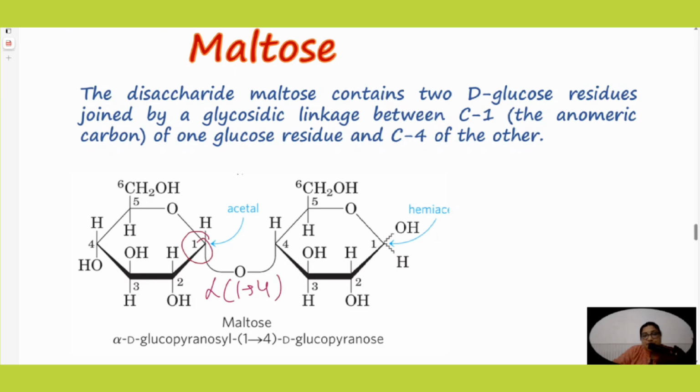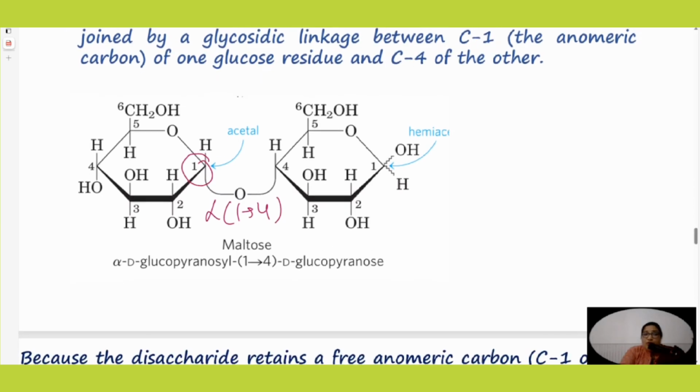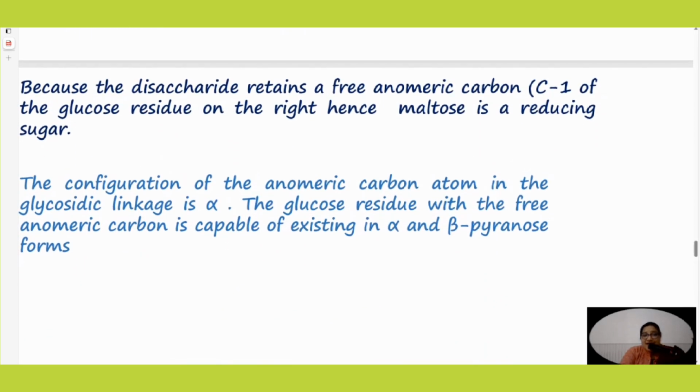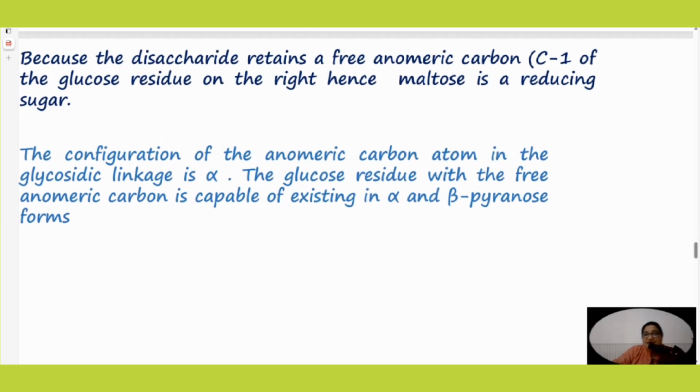Here you can see a bond is formed between the anomeric carbon atom number 1 of the first glucose and the fourth carbon atom of the other glucose molecule. So it is the alpha 1,4 linkage. When maltose is formed, it is a disaccharide and it has a free anomeric carbon atom on the right hand side. So we say that maltose is a reducing sugar.